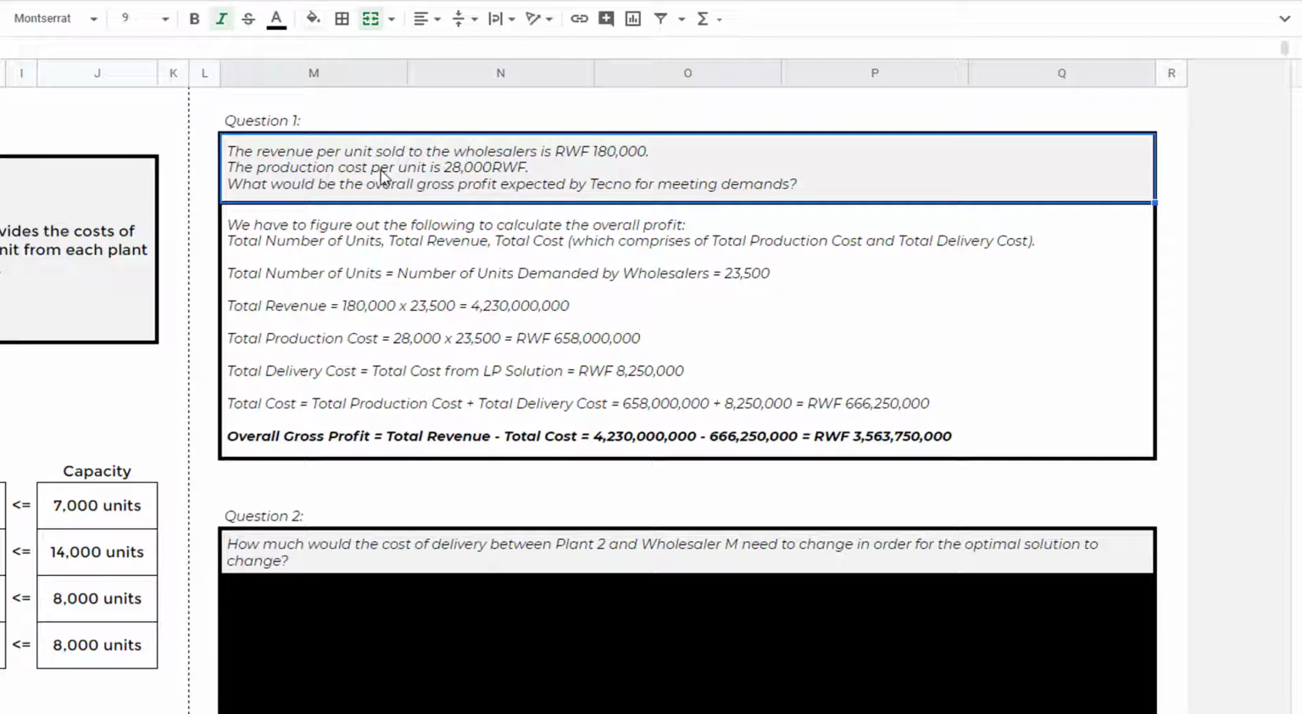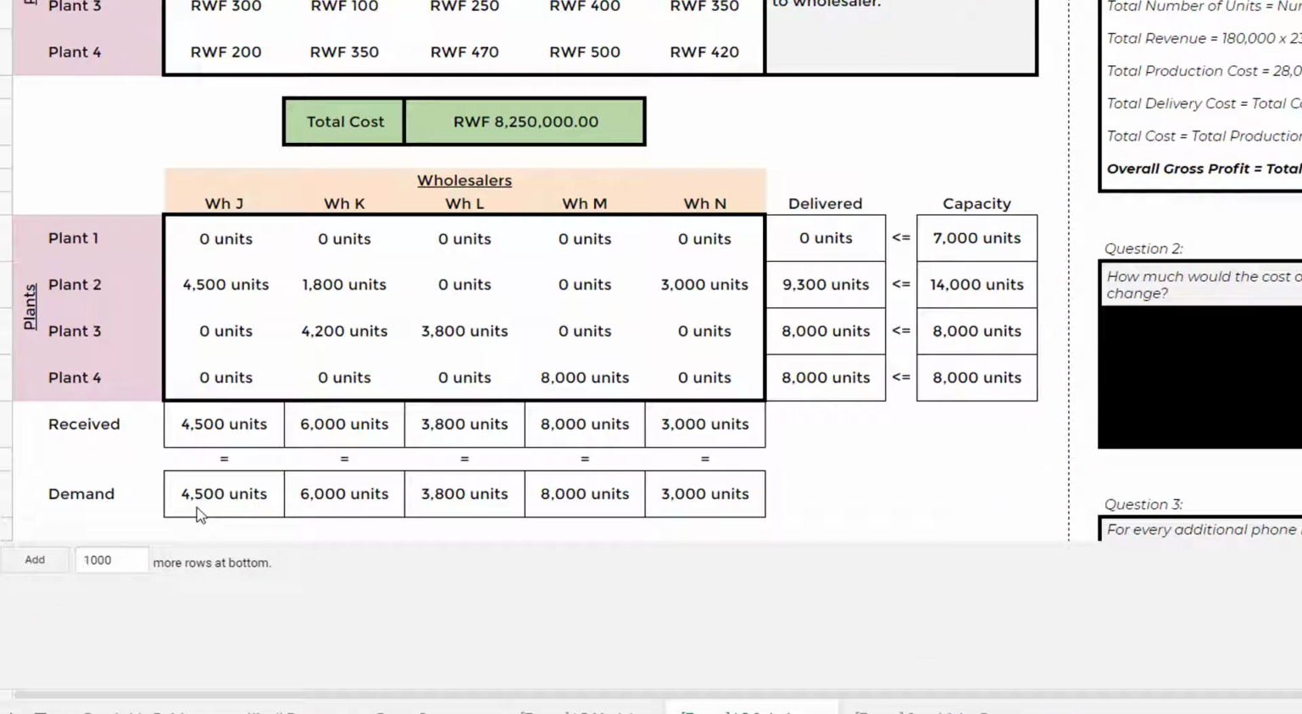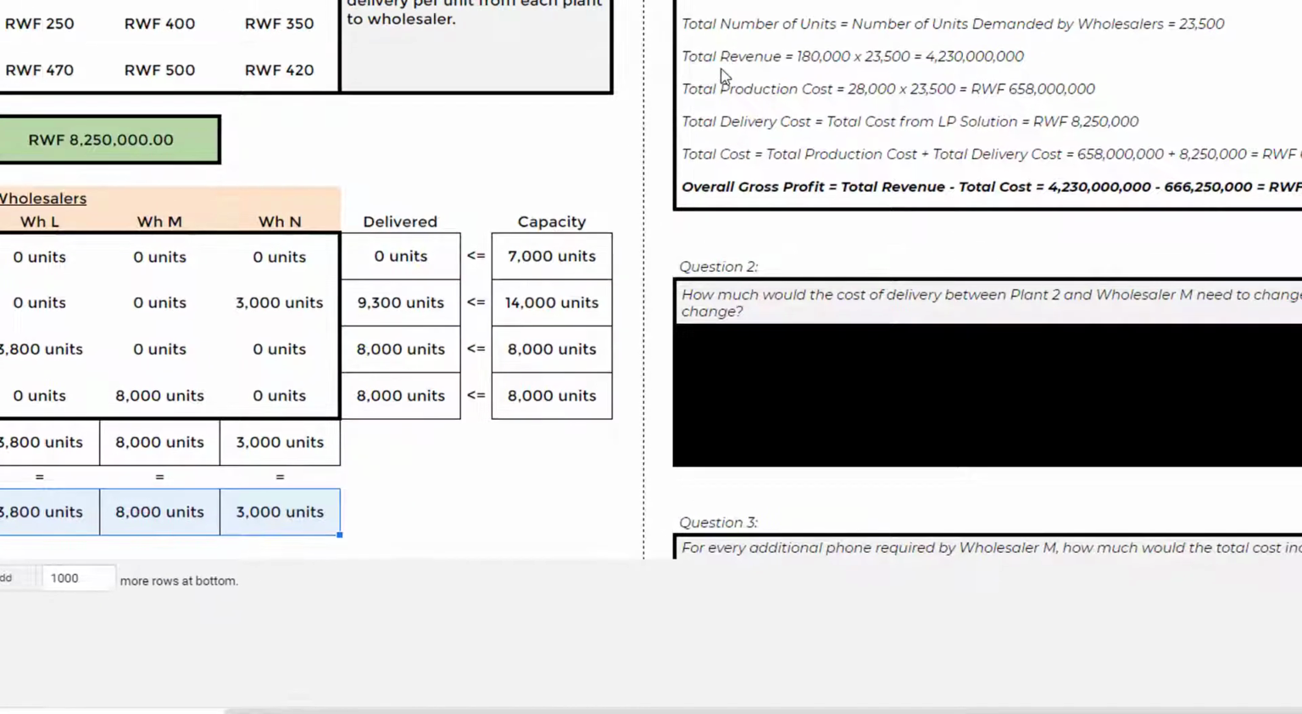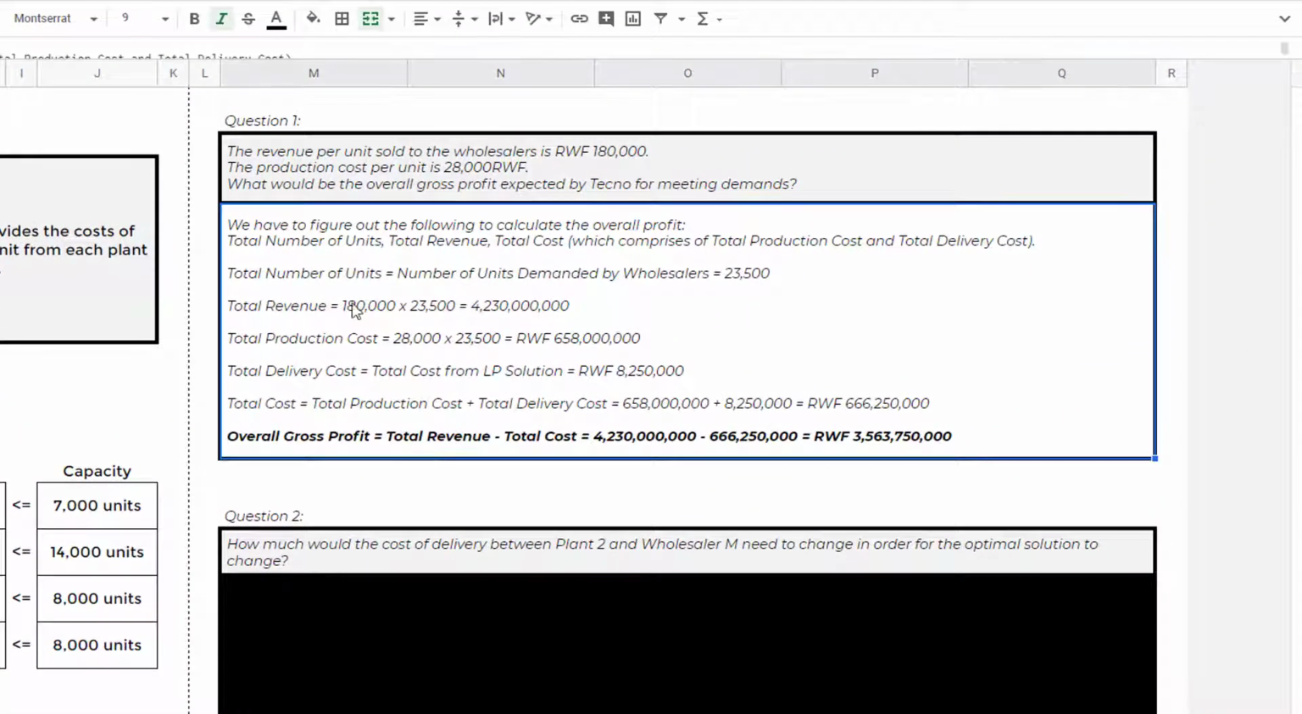So in order to do that, we need to first figure out the total number of units, which we can easily get by summing all these up. The demand from each wholesaler, when we sum them up, that's going to give us the total number of units. The total revenue is going to be the revenue per unit times the total number of units. Production cost is going to be similar. The production cost per unit times the number of units.